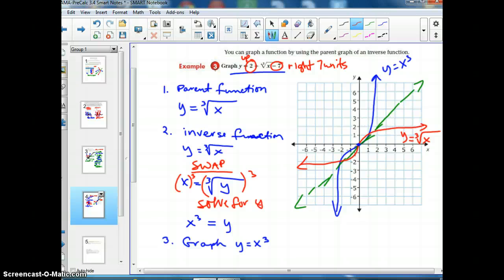So I would pick like the origin and take that point, and we're going to go to the right 7 and up 2. And so that will be the middle. And you can just give a little rough graph of what that would look like. So this is our function y equals 2 plus the cube root of x minus 7. Again, honestly, you could graph that using your graphing calculator.